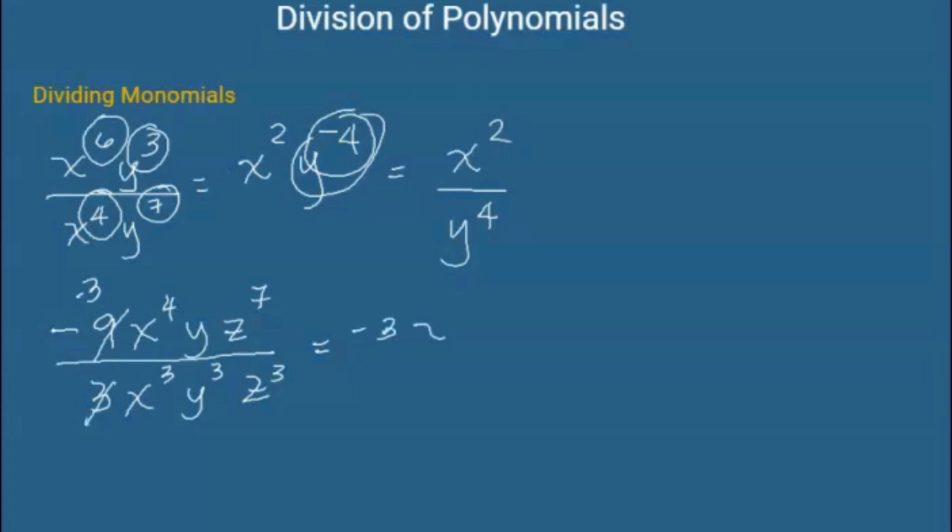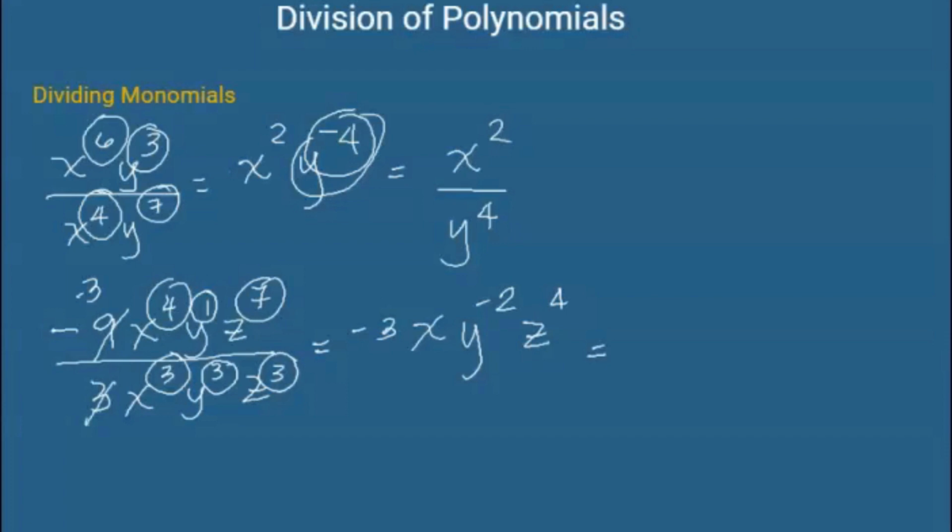For x, we have 4 minus 3 is 1, or we don't need to write that. For y, we have y to the 1st power minus 3 is negative 2. And for z, it's 7 minus 3, so z to the 4th power.